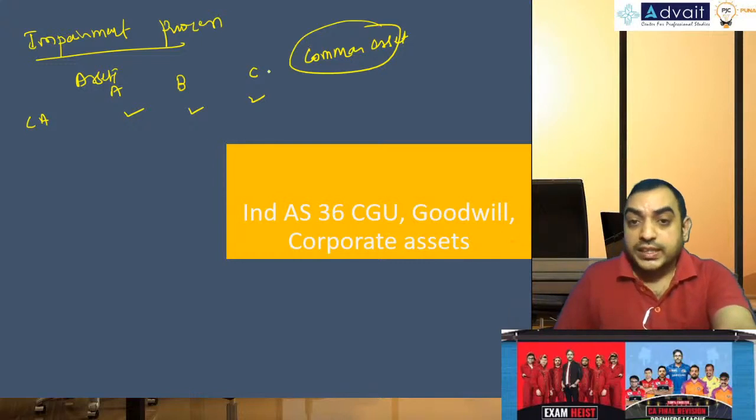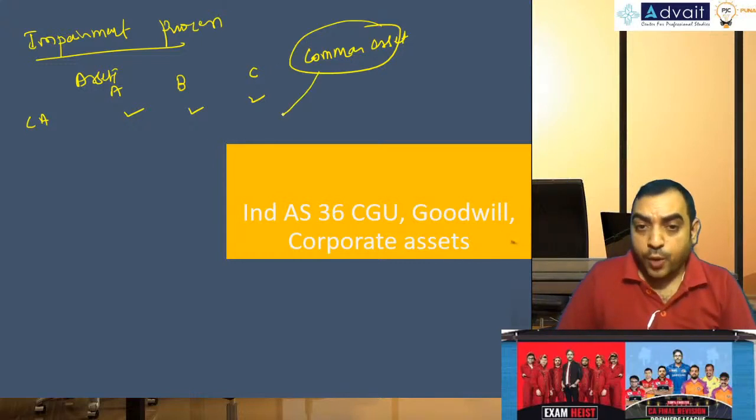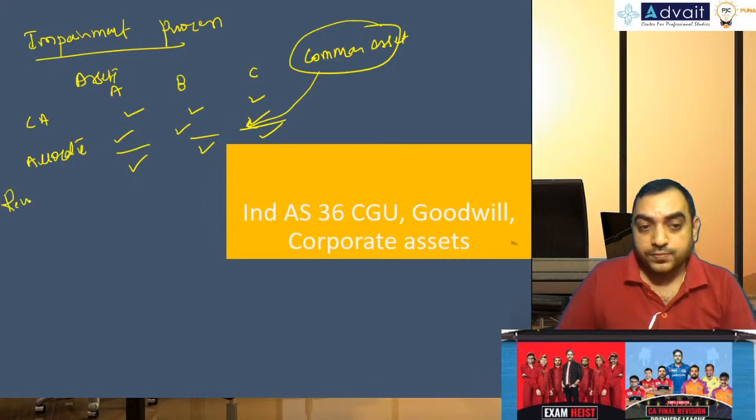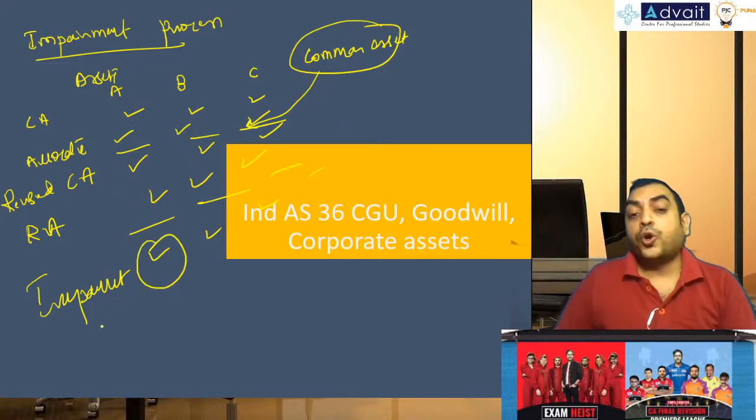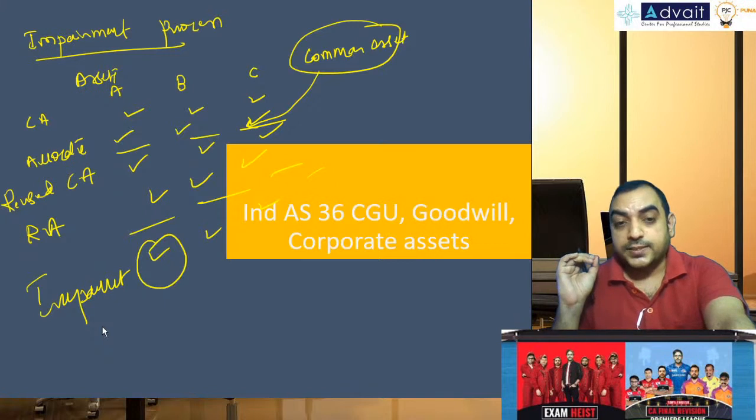First thing, what do you do? This common asset, you allocate. You allocate, so you get the amount proportionately, on some reasonable basis. You get the revised carrying amount. Revised carrying amount, you compare it with the recoverable amount individually, and then you get the impairment. And that impairment amount will be allocated to the assets on a pro rata, proportionate basis.